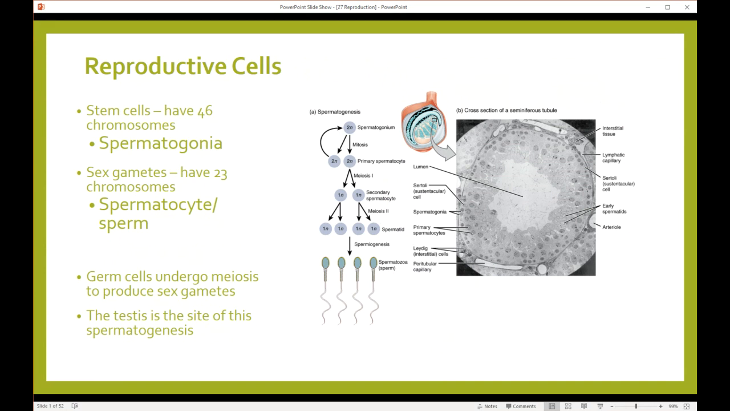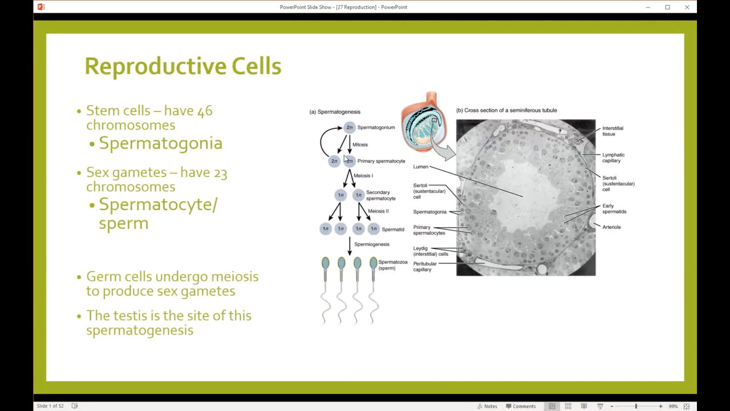And then we have the sex gametes. Sex gametes are going to have 23 chromosomes because 23 chromosomes is half what a human should have, right? We should have 46 chromosomes. Each one of your cells has 46 chromosomes. The germ cells are going to undergo meiosis to produce those sex gametes, right? So here's that spermatogonium for one, spermatogonia for more than one, okay?